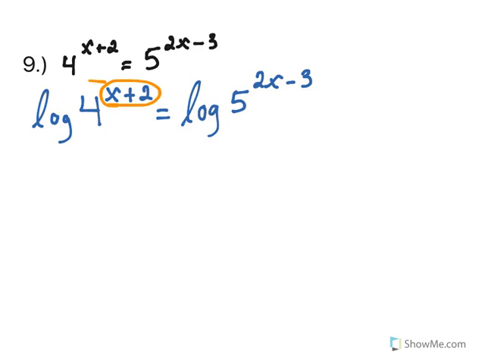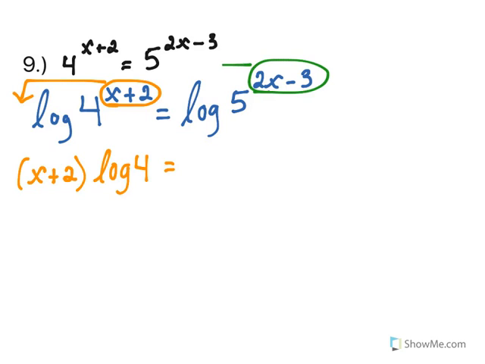I can now pull the exponent out in front as a coefficient and make this parentheses x plus 2, because the whole exponent needs to stay together to start off, times log 4 is equal to, and I can do the same thing on the other side. I can pull this out in front as well. So that gives me 2x minus 3 times log of 5.